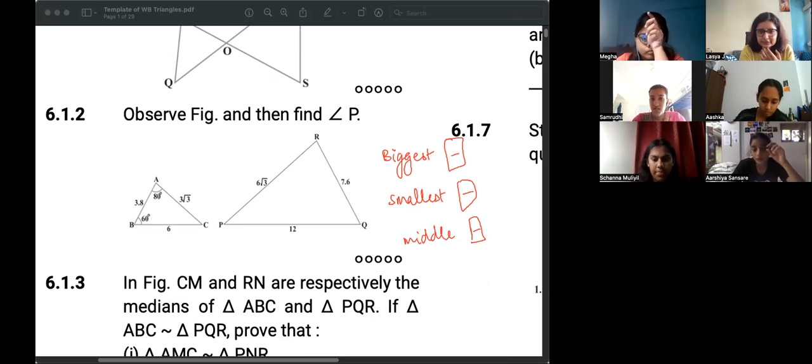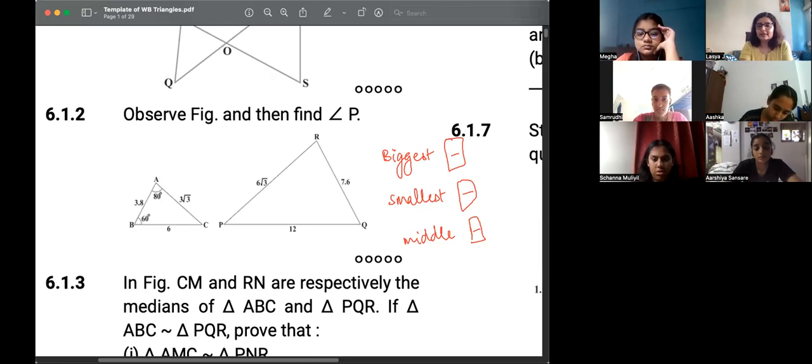Shana has sent it in there. Yes. Then corresponding angles are equal. The triangles are similar, so angles will be equal. Yeah. Right, okay.